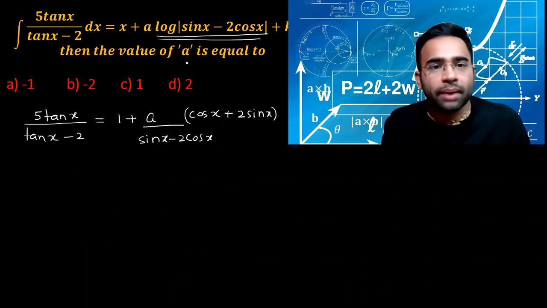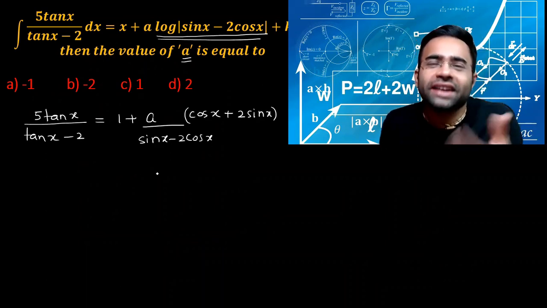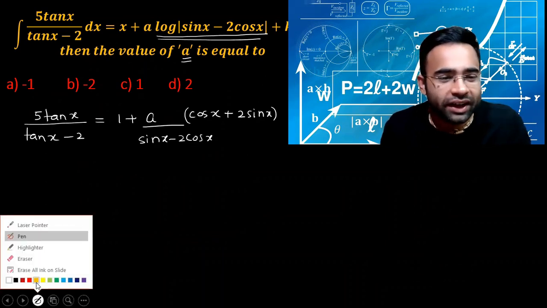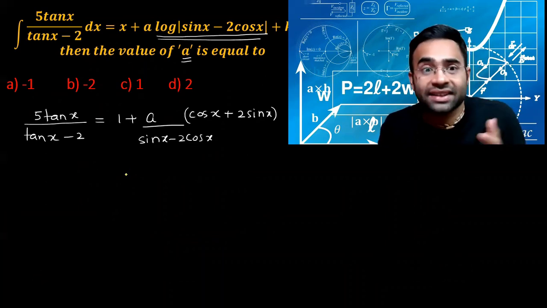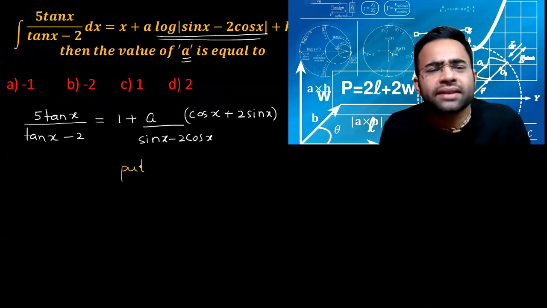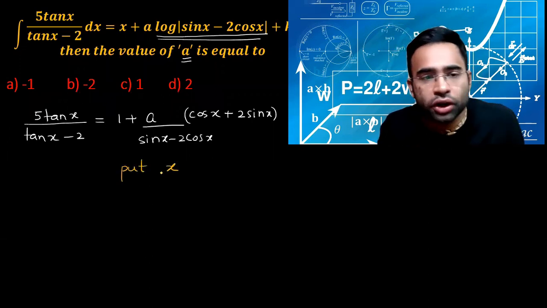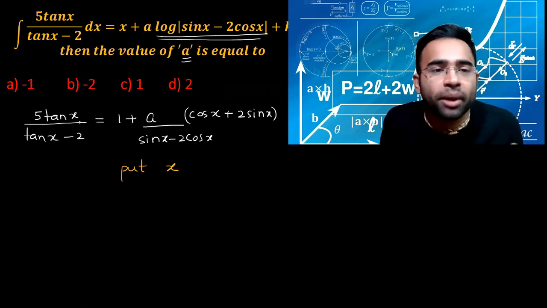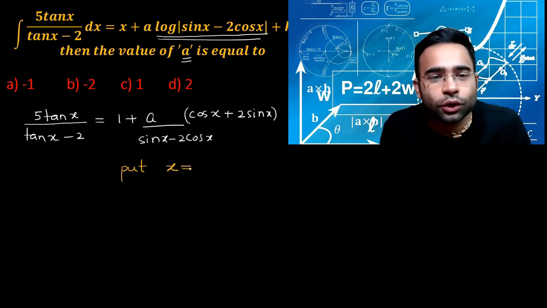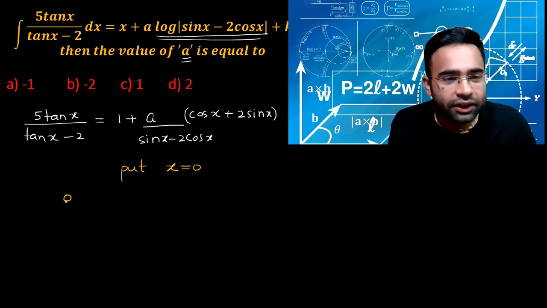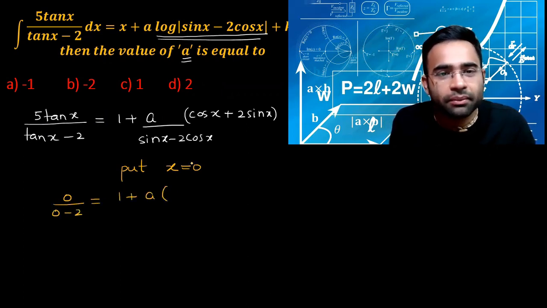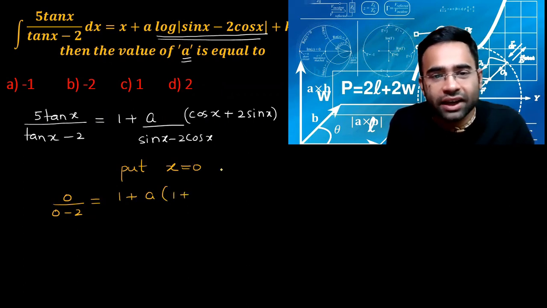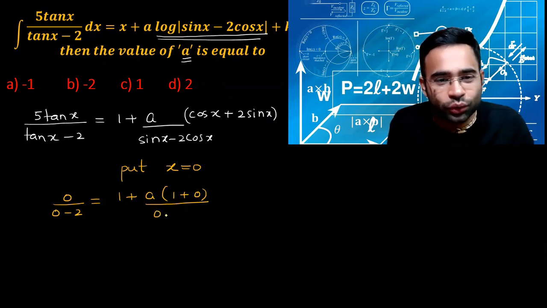And once we have reached here, remember we have to find a. So put x as any permissible value. Why can I put it? Because, kids, there is an equality sign in between, so it is true for any permissible value of x. So let's take x as 0. If I take x as 0, on the left hand side I get 0. This is 0 minus 2. Remember, kids, cos of 0 is 1, sine of 0 is 0.